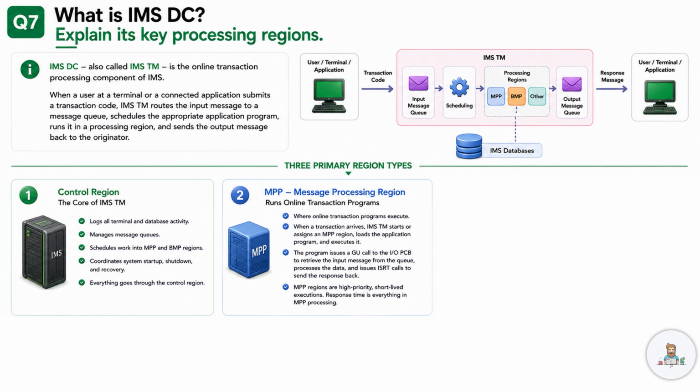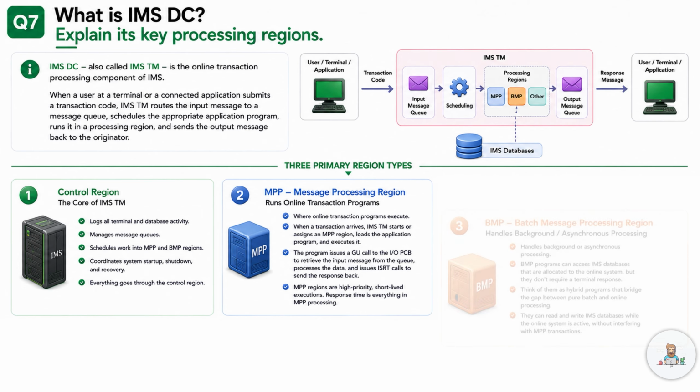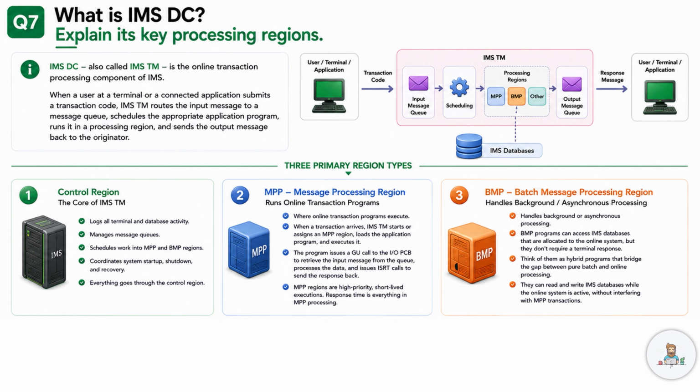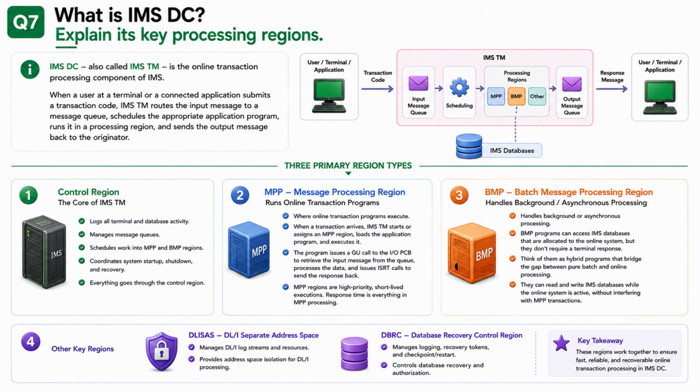Now the next one is MPP, that is message processing region. It is where online transaction programs execute. So when a transaction arrives, IMS DC starts or assigns an MPP region, loads the application program, and executes it. The program issues a GU call to the input-output PCB to retrieve the input message from the queue. After that, it processes the data and issues an insert call to send the response back to the originator. Apart from that, MPP regions are high priority, short-lived executions. And of course, response time is everything for these regions.